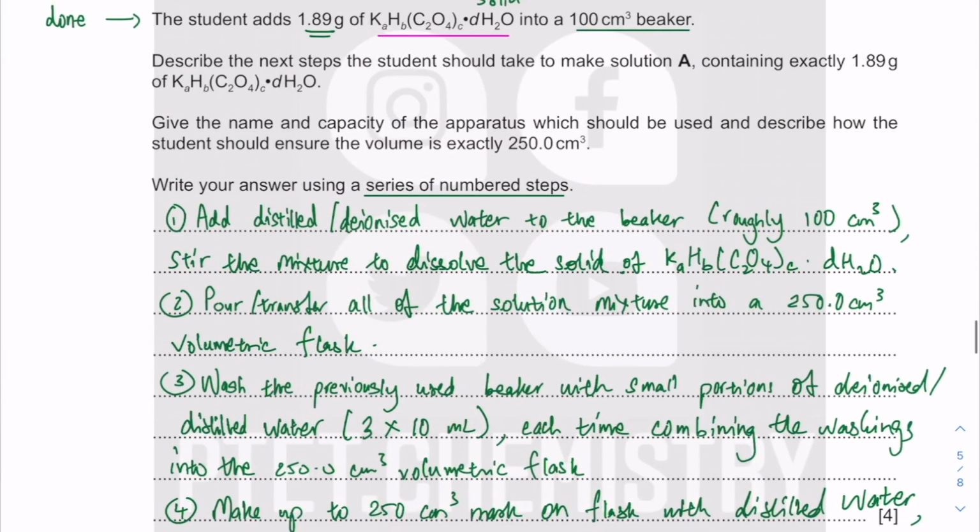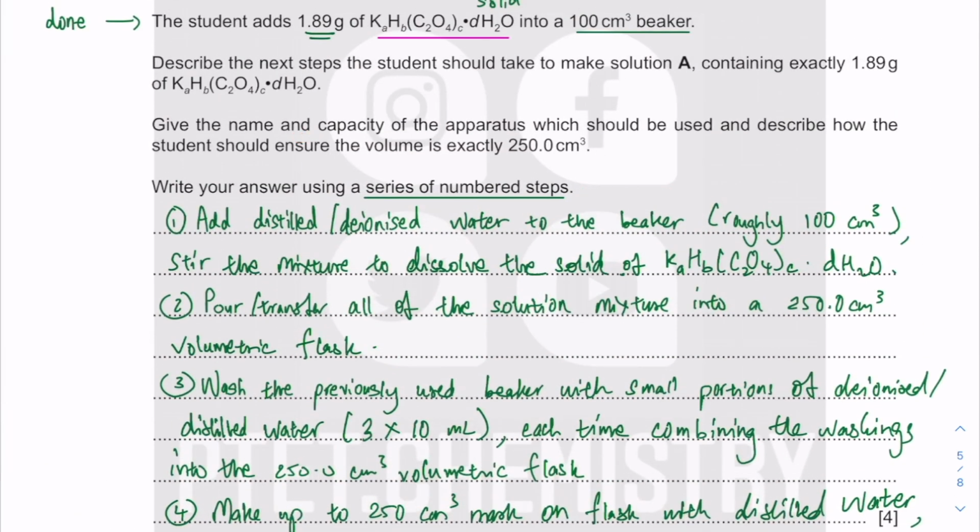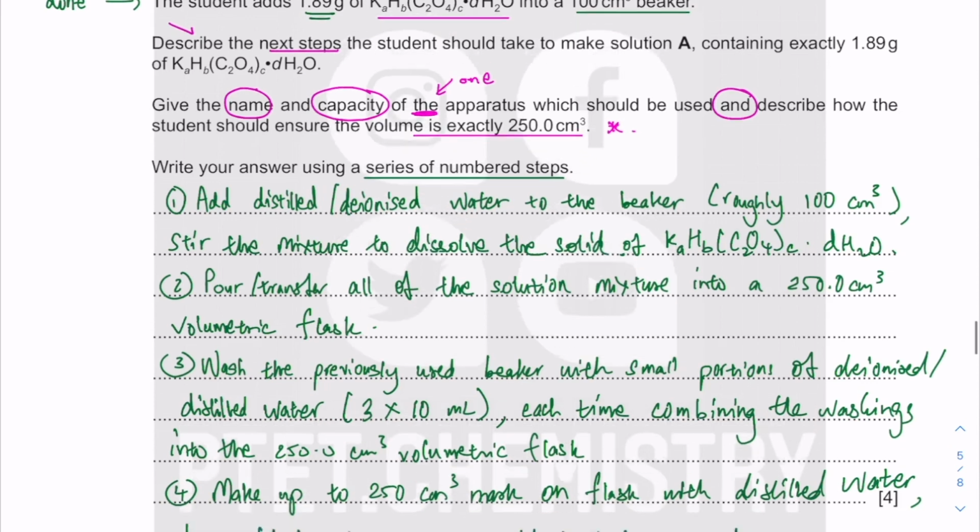Am I missing something else? Give the name and capacity. Okay, I should have gone through it just now. Describe the next step, which I did. Give the name and the capacity of the apparatus. So there's only one which should be used, and describe how the volume is exactly 250.0 cm cube. So we don't use a burette to make it up to 250.0 cm cube.